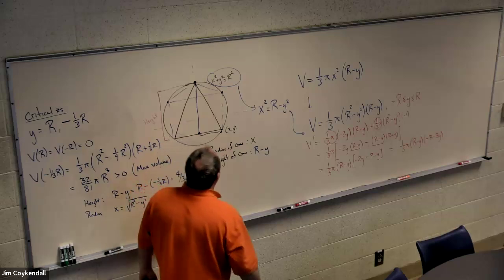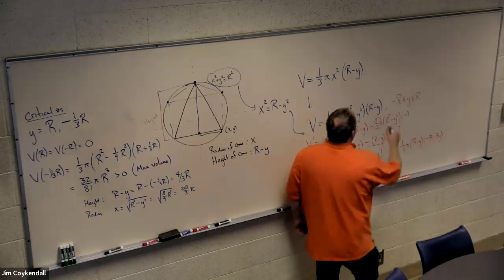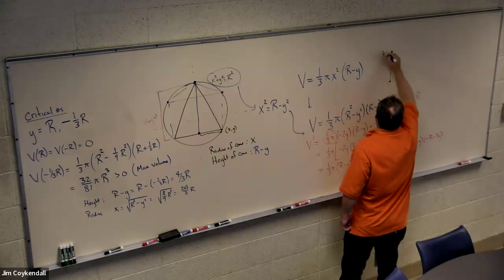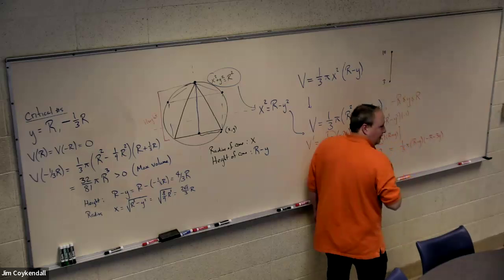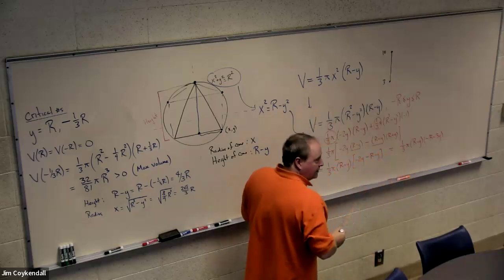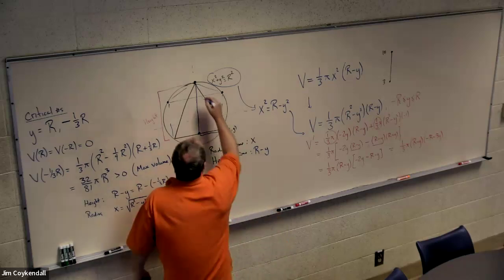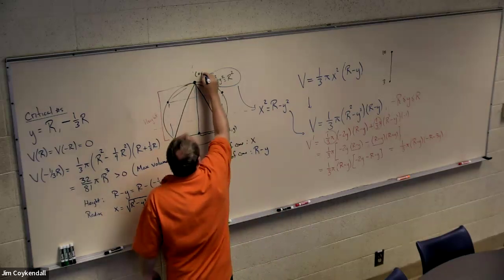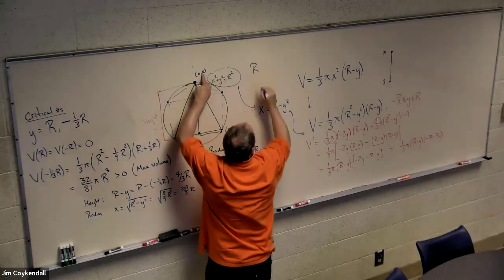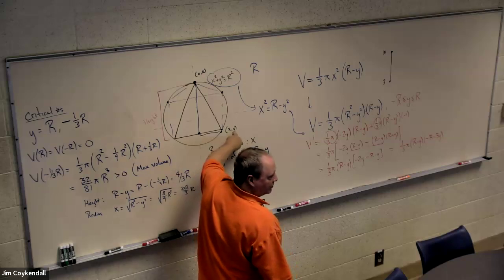That's the height of this cone, right? So how do you measure the height of something like this? How tall is that? It's the top y coordinate minus the bottom y coordinate. What's the top y coordinate here? Well, that's R. Top y coordinate R. What's the bottom y coordinate? It's the y coordinate here, which is y.